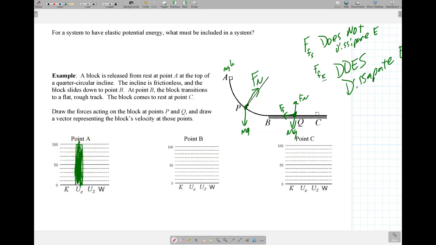At point B, we are moving, but we have not yet hit friction. So all of our energy has been converted into kinetic energy. And then at point C, we have negative work that has taken care of all of that energy. We're just sitting there.